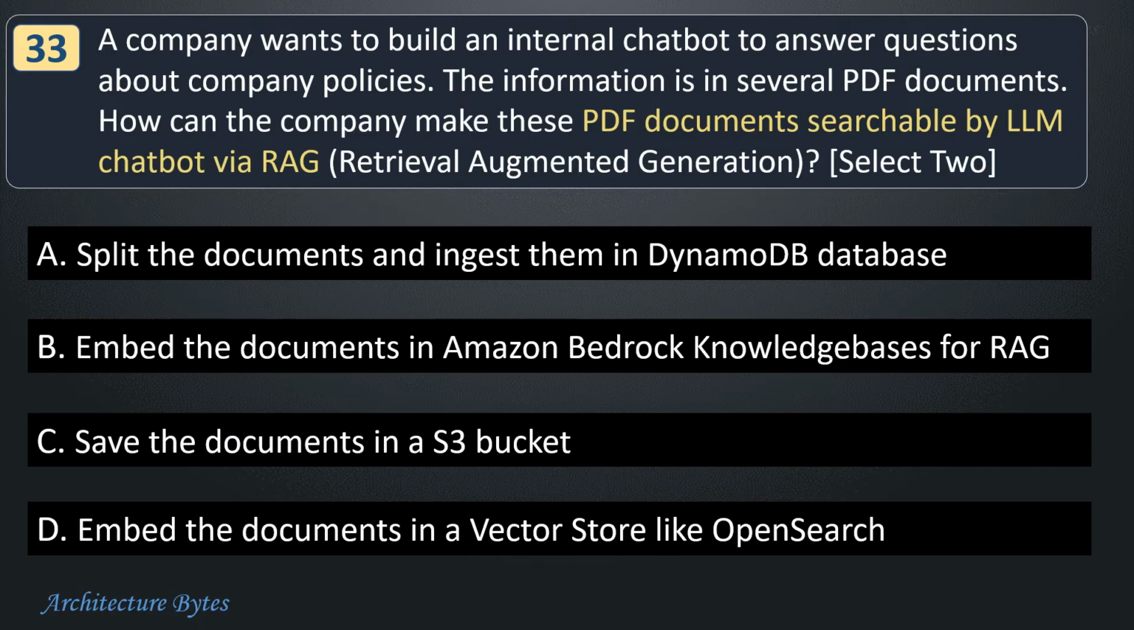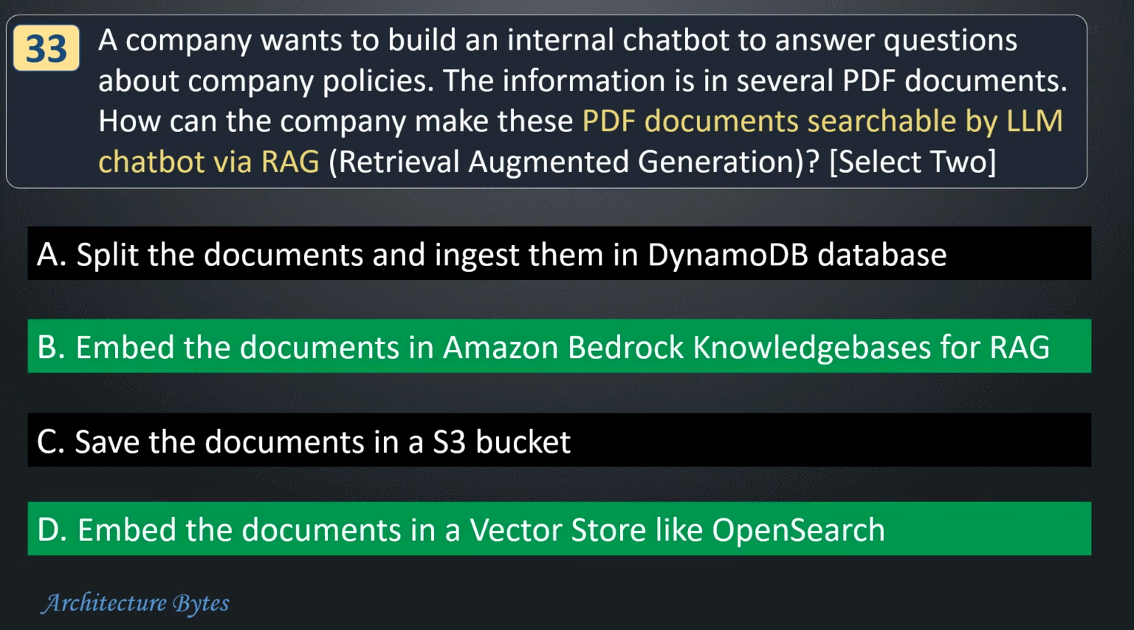So for use with RAG, we need some form of a vector store, and this is clearly provided by options B and D. Therefore, option B, embed the documents in Amazon Bedrock knowledge bases for RAG, and option D, embed the documents in a vector store like OpenSearch, is the right answer. Now option A talks about storing the document in DynamoDB, which clearly does not support vector search, and option C, storing the documents in S3 bucket, also does not help.